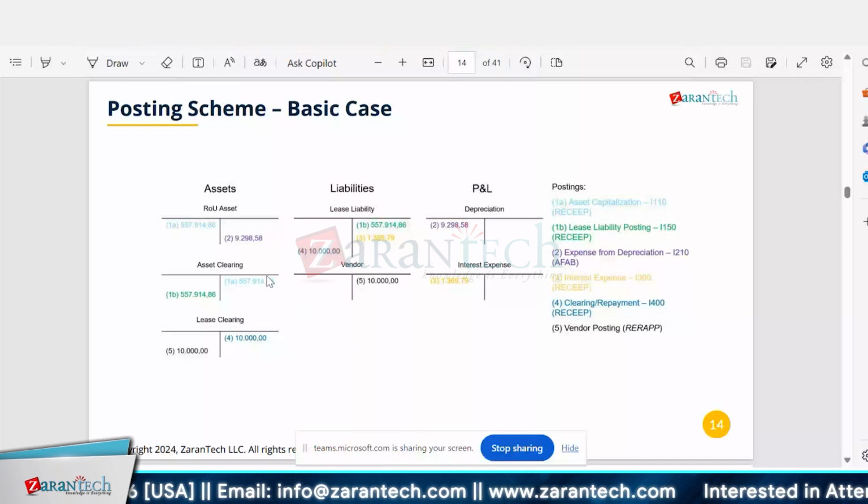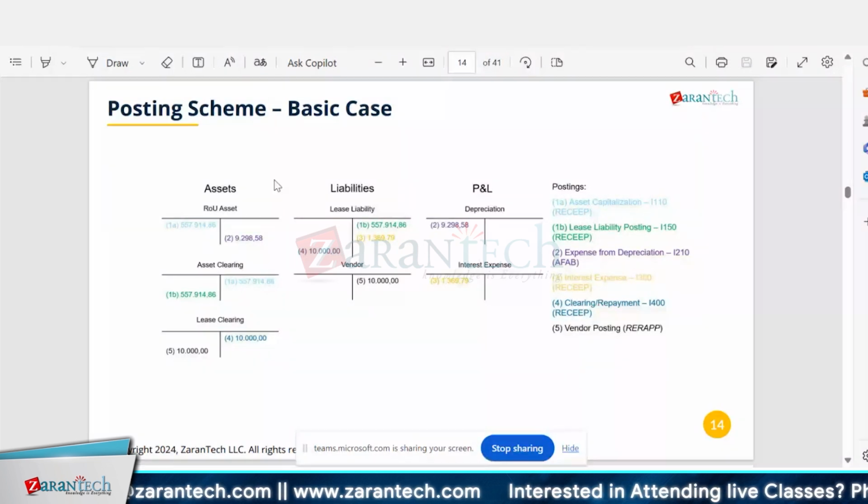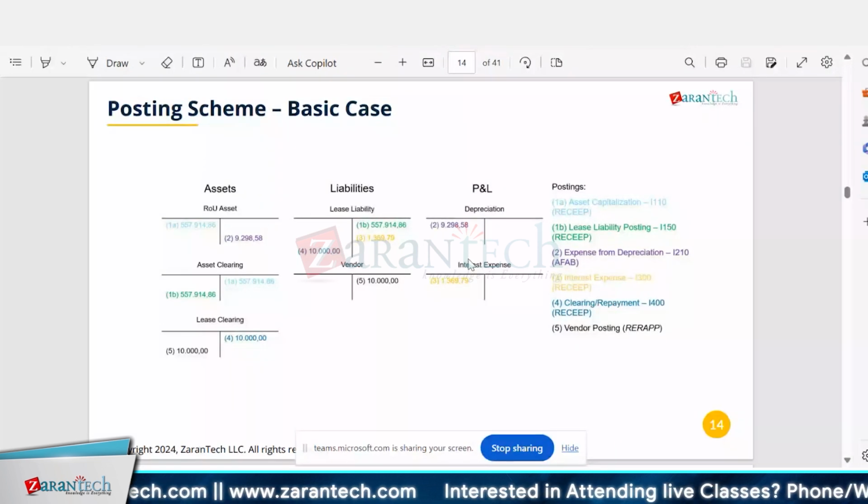So in that way, over here your asset recon account should also be there, your vendor reconciliation account should also be there, right? But it is not appearing because those are the background entries.